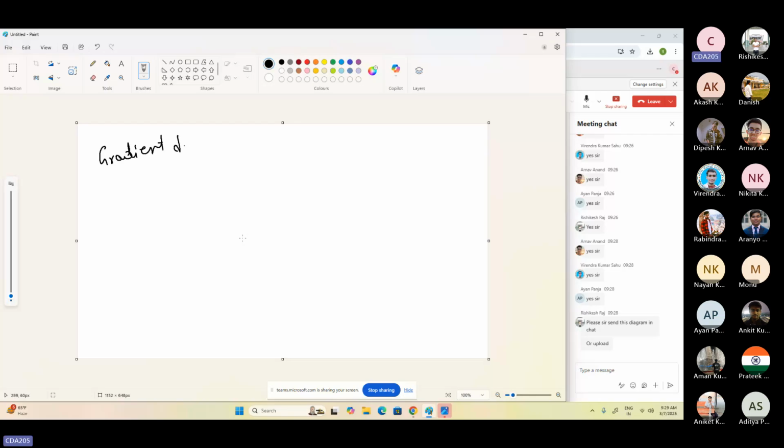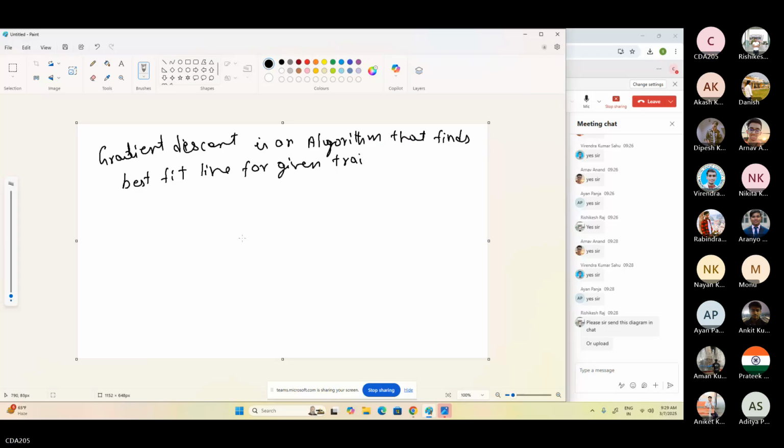So what is the simple definition of gradient descent? Gradient descent is an algorithm that finds the best fit line for a given training dataset.